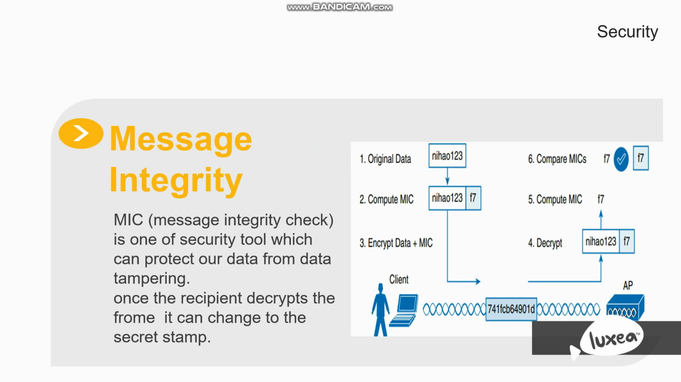Message integrity. MIC, message integrity check, is one of the security tools which can protect our data from data tampering. Once the recipient decrypts the frame, it can compare it to the secret stamp. And if the two stamps are identical, the recipient is safe. Like this picture.